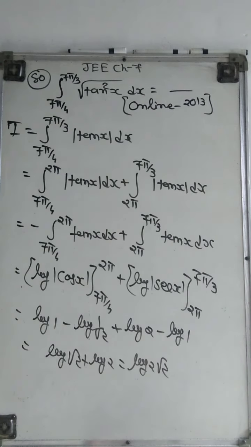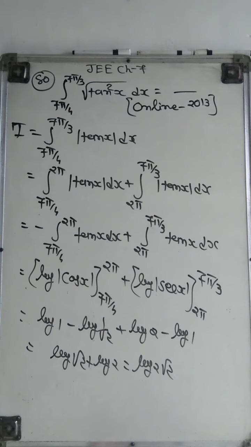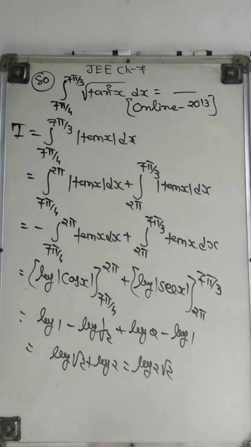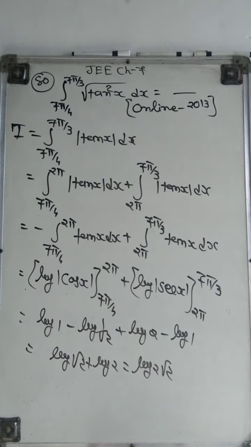Log 2 root 2 is the answer of this question, right? So this way this sum is also quite different. Here not hard but quite different, right? So be careful for this type of sum, and then we go for the next one.